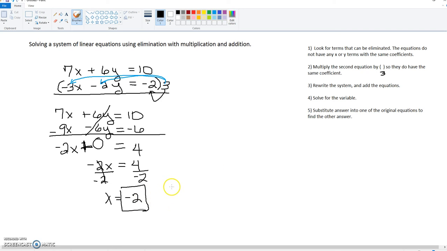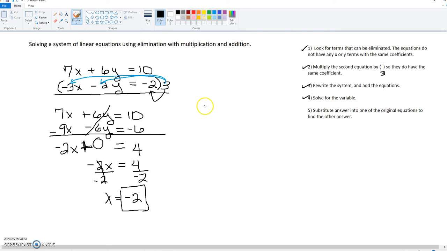But we have to find our y. So we have done this step. Rewrite, add the equations. We've done that. We've solved for the variable. Now it says substitute your answer into one of the original equations. With the substitution method, we had to be very specific on which one we were substituting it back into. And this one, it doesn't matter. We can pick either equation.